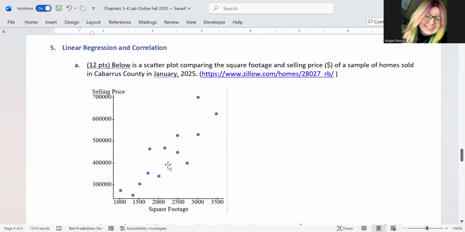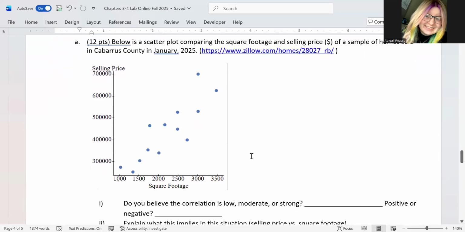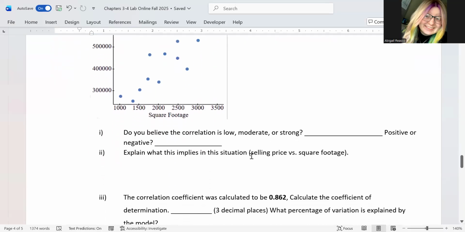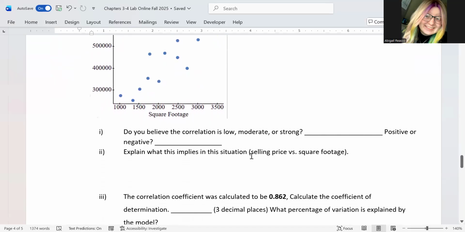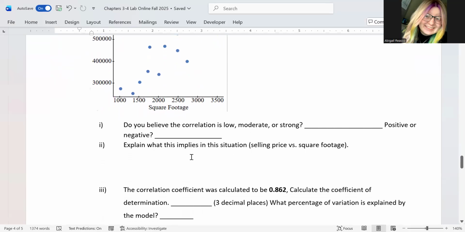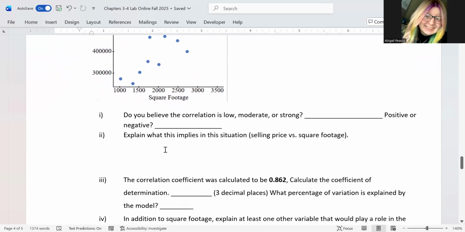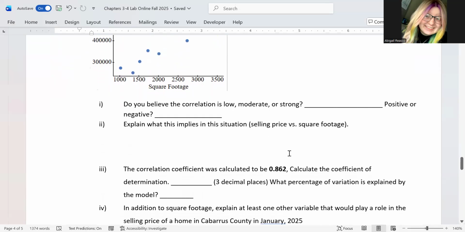So there is a scatter plot here, and we have some questions we want to answer, right? How is our correlation, and what type of correlation is it? And then maybe some example about why we think this situation is happening, right? Why we might see a correlation here.